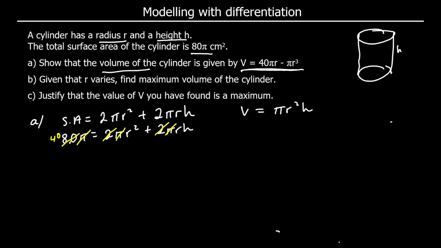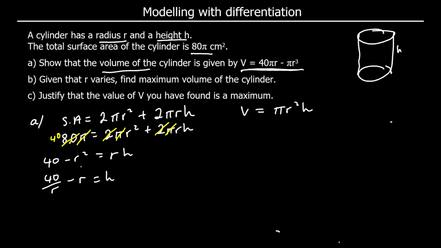Now let's get h by itself. So take away r squared. So 40 minus r squared is r h. And then divide by r. So we'll have 40 over r minus r equals h.